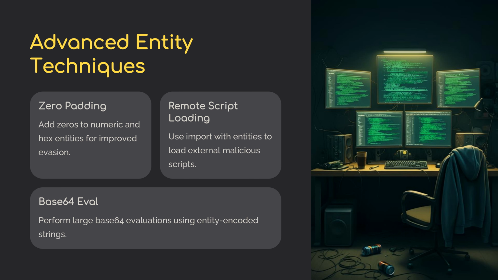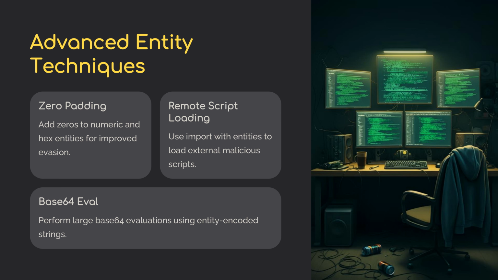In this slide, we'll cover advanced techniques in entity manipulation for evading security measures. One strategy is zero padding with numeric and hex entities. This involves adding zeros to these entities, which can help in bypassing filters that don't recognize them due to their altered format. Another method is the use of remote script loading. By importing scripts encoded with entities, one can potentially load external and possibly malicious scripts discreetly.